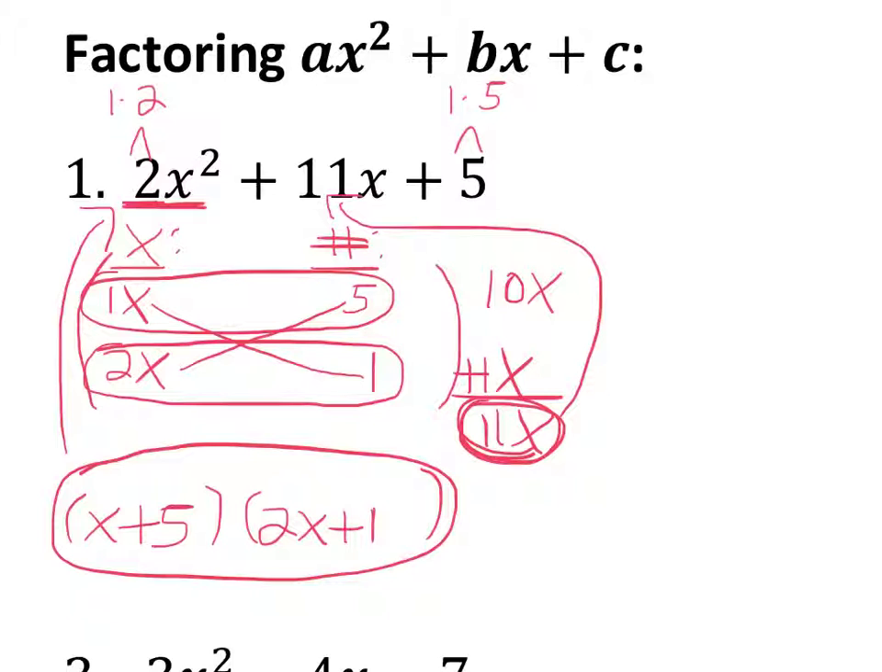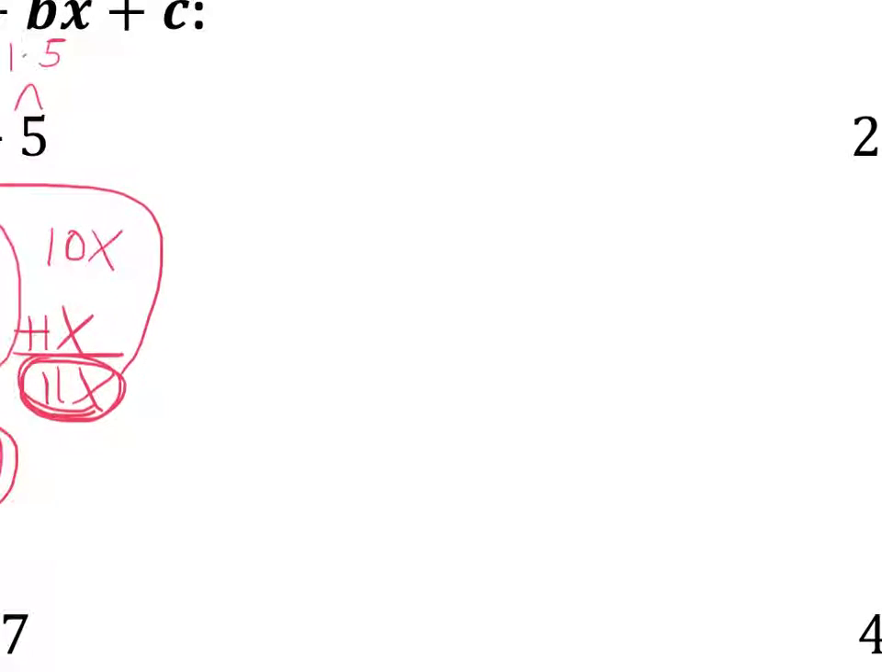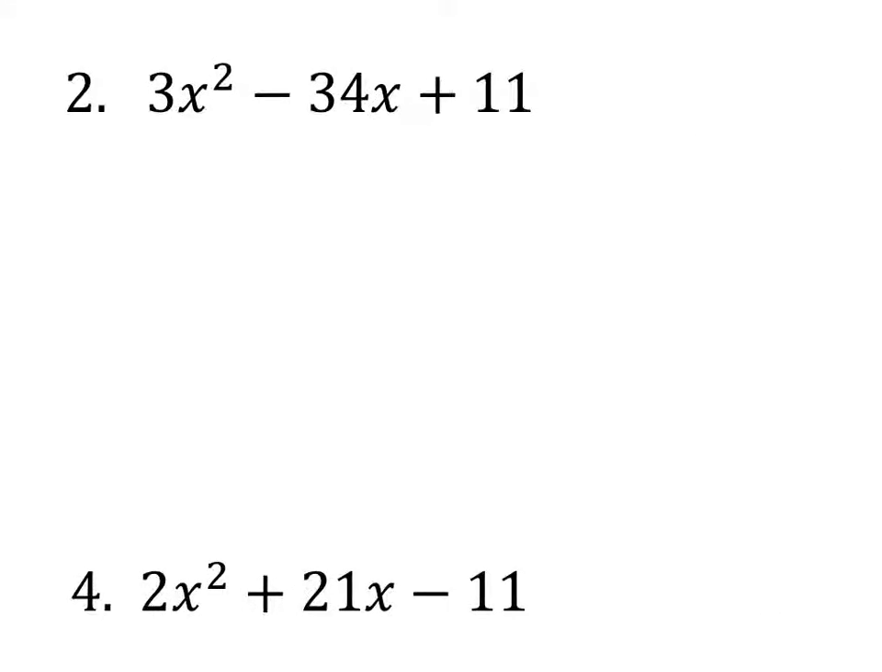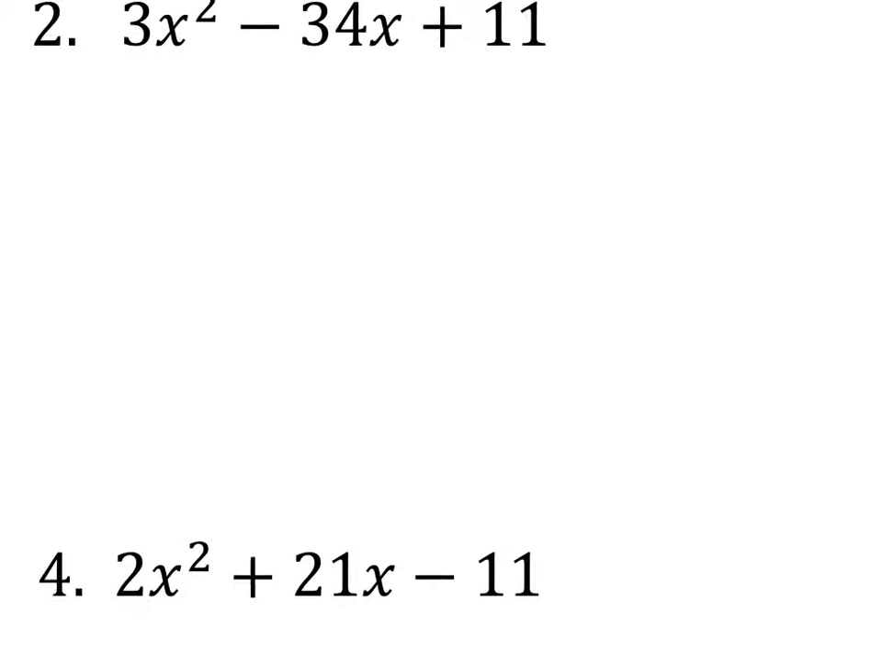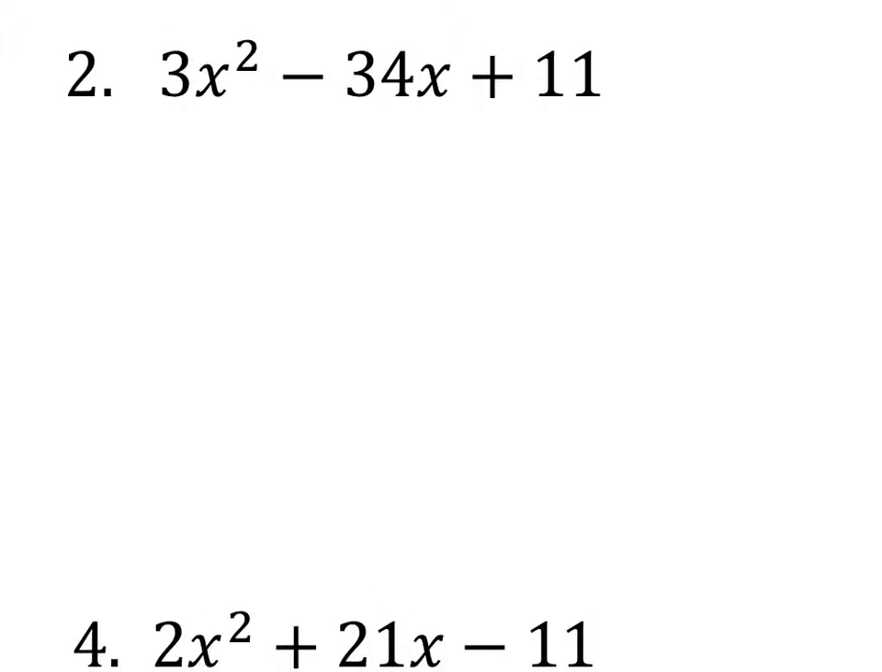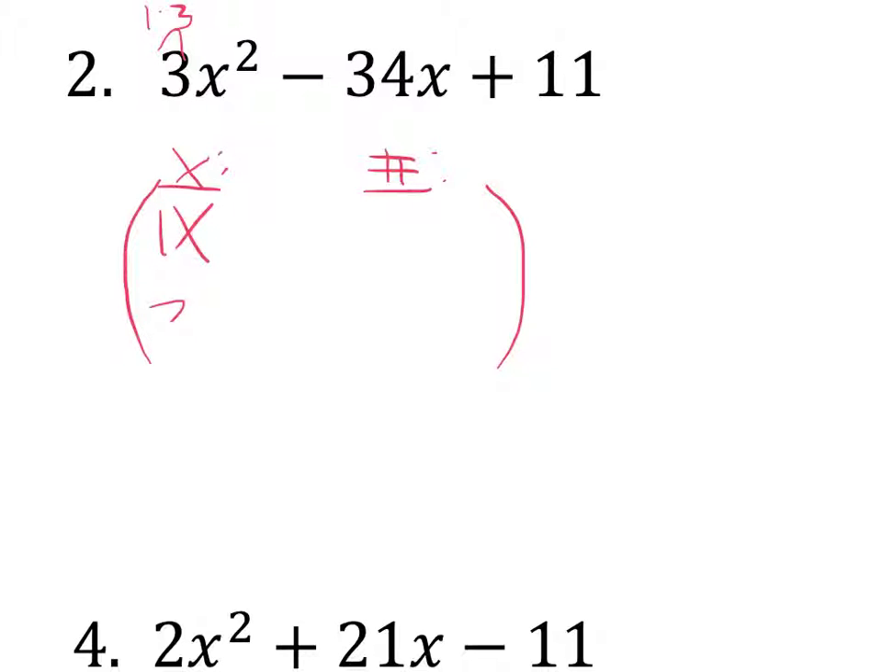I'm going to do the next one, number 2, so that it doesn't work out right away, just to prove a point. Let's move over to number 2 and make the number chart. My first column represents the coefficients of x, and the second column represents the numbers. The only factors for 3 are 1 and 3, so I'm going to have 1x and 3x. Then for the second column, I get the factors of 11. That's prime, so it's only 1 and 11.